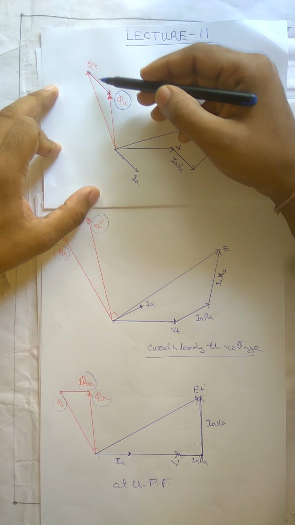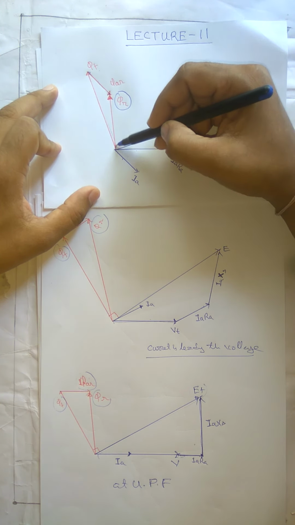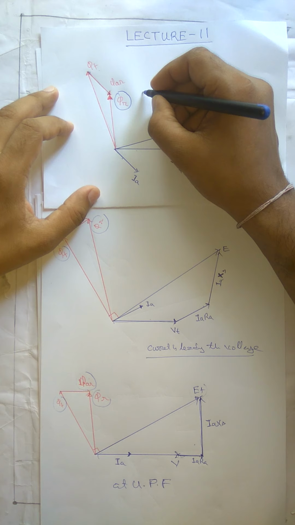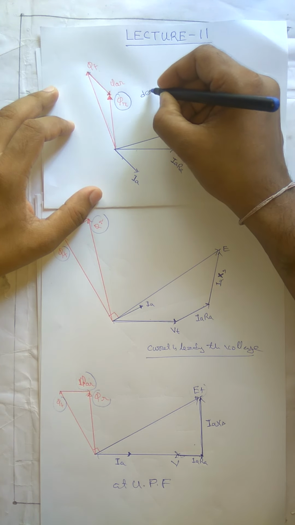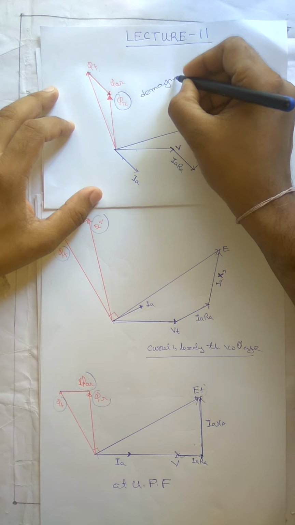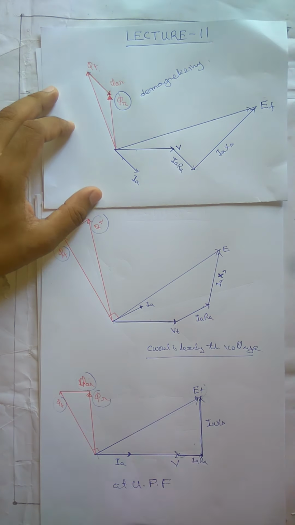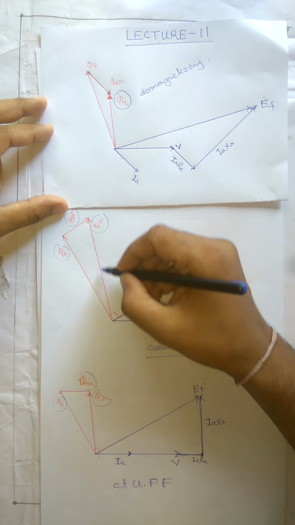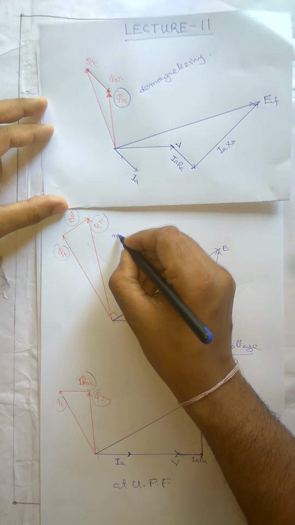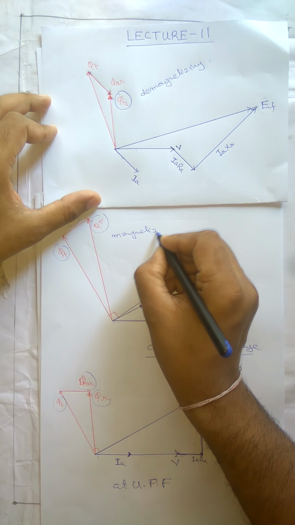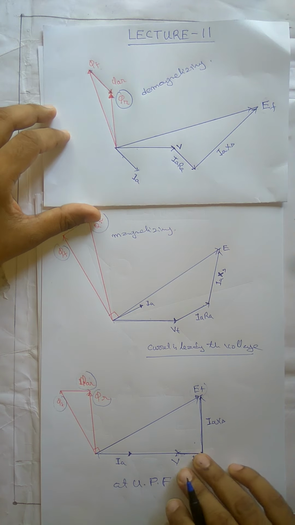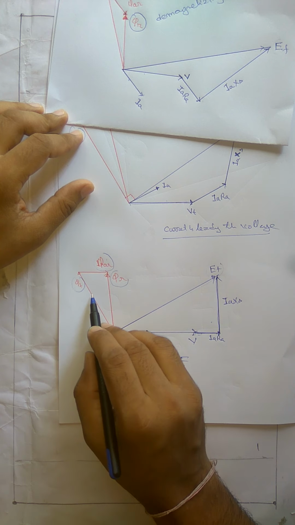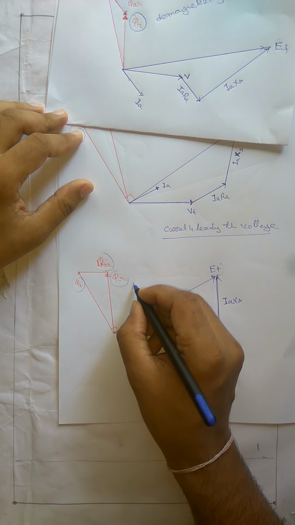Here, under the influence of armature flux, the resultant flux has reduced in magnitude. So this type of armature reaction is called demagnetizing armature reaction. Here, under the influence of armature flux, the resultant flux has increased in magnitude, so it is called magnetizing armature reaction. And here the magnitude has not changed, but the angle has changed, so it is called cross magnetization.